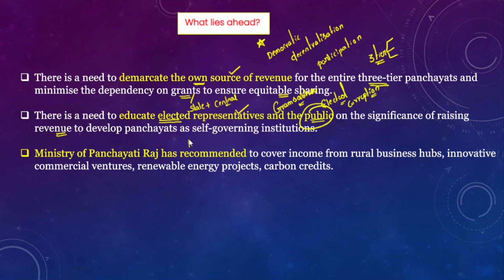After that, recently the Ministry of Panchayati Raj, which has been constituted to oversee the Panchayati Raj institutions, has recommended covering income from rural business hubs, innovative commercial ventures, renewable energy projects, and carbon credits. Therefore, the Panchayati Raj institutions would become self-financing institutions. That could further strengthen them at the grassroots level and help achieve the objectives mentioned under Article 40 of the Indian Constitution, right?